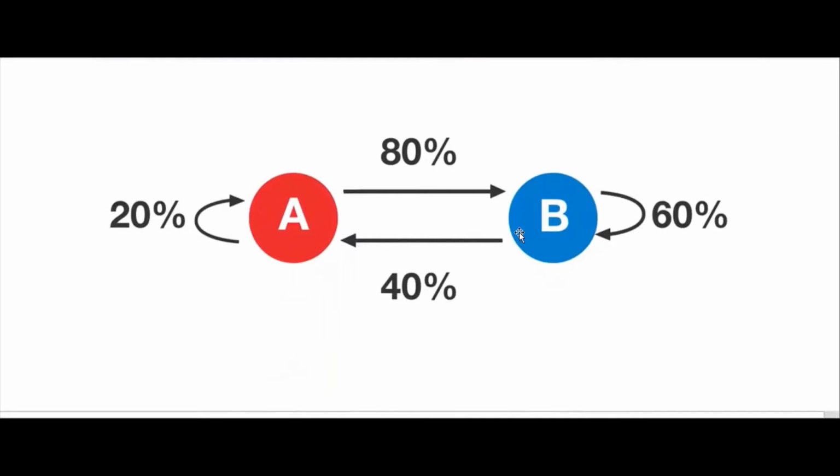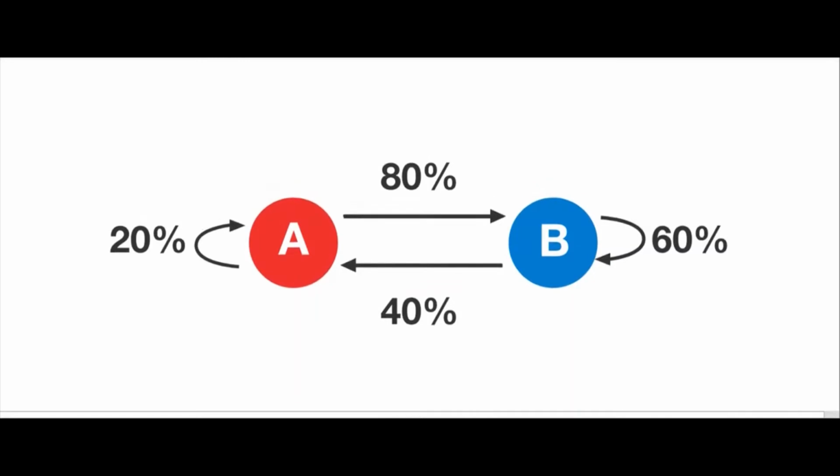If you see, we have two states A and B. There is a 20% probability that it will stay in A after one move. There is an 80% probability that it will go to B. So most of the time it will go to B instead of cycling in A. Then from B, there is a 60% probability that it will cycle in B. There is a 40% probability that it will come back to A. So these are the probabilities given.